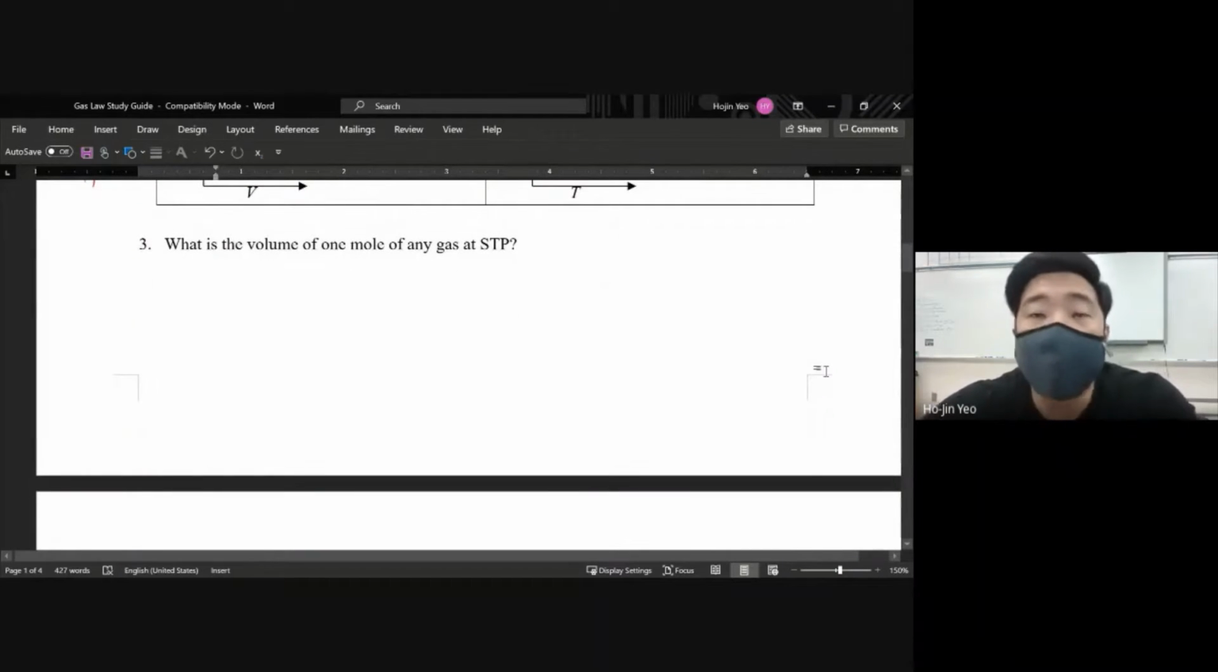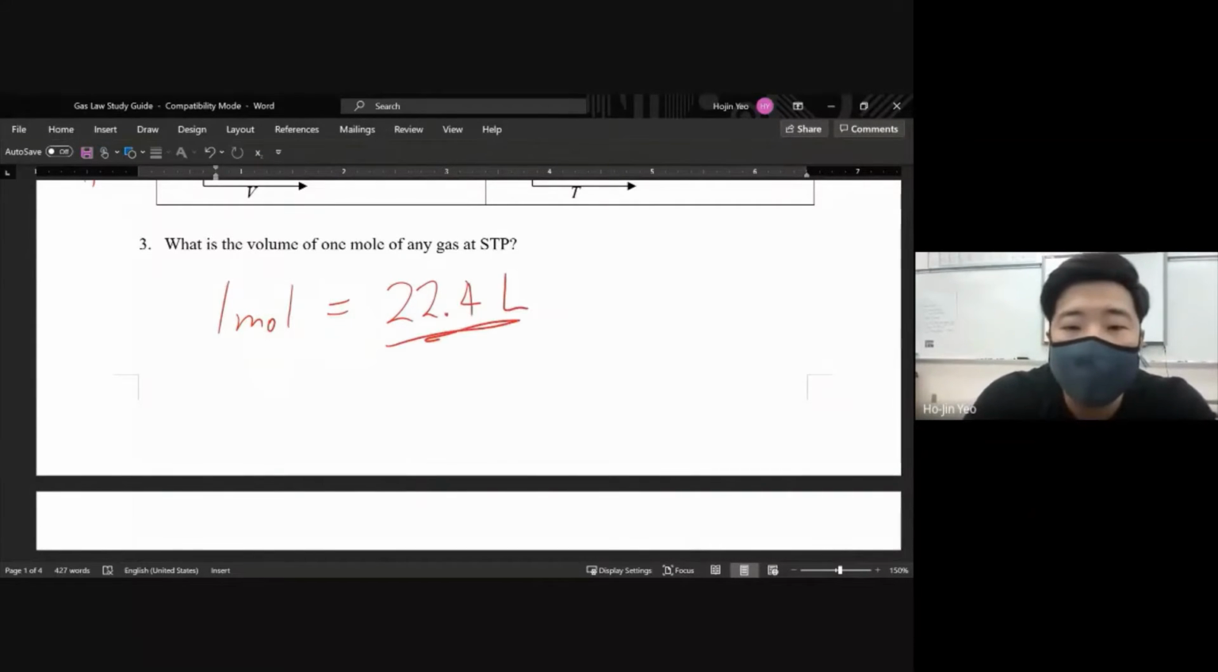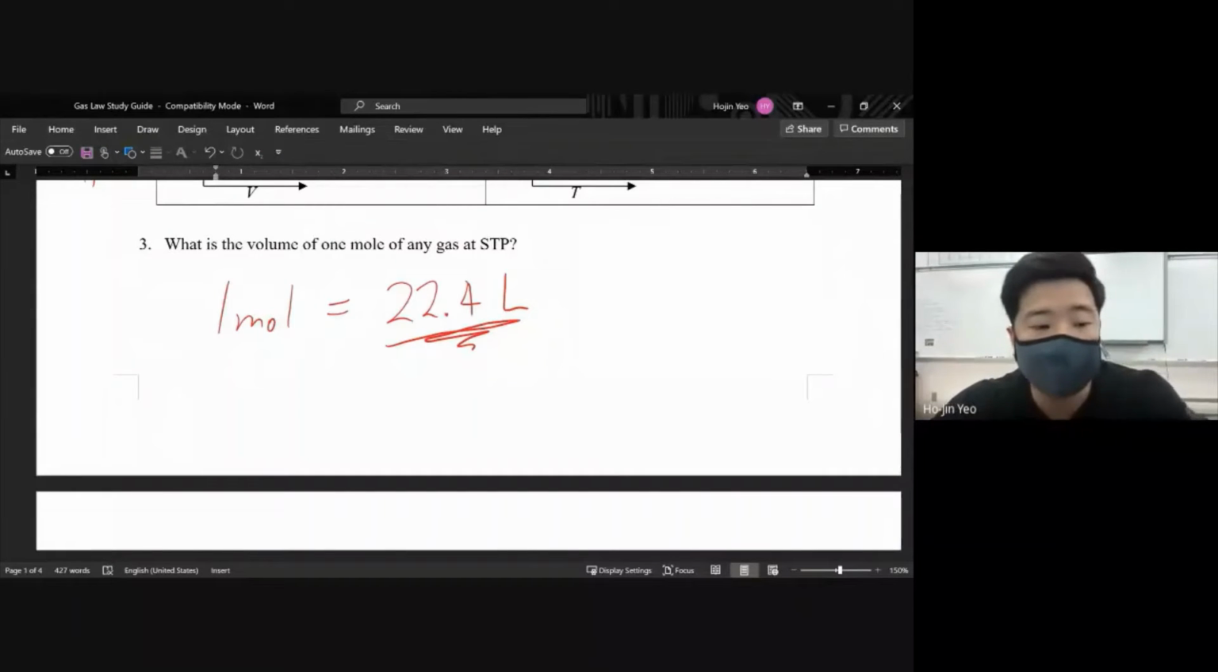What is the volume of 1 mole of any gas at STP? Within 1 mole, there's always going to be 22.4 liters. This is something that you have to memorize when you're working on a stoichiometry question. So keep that in mind.